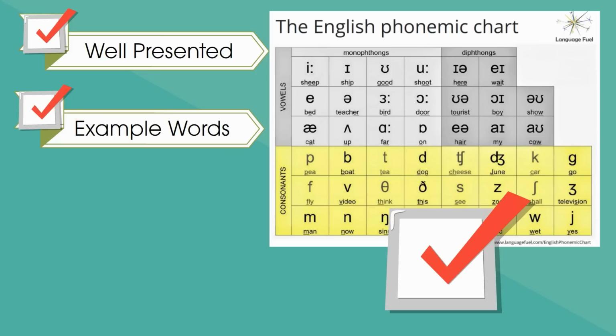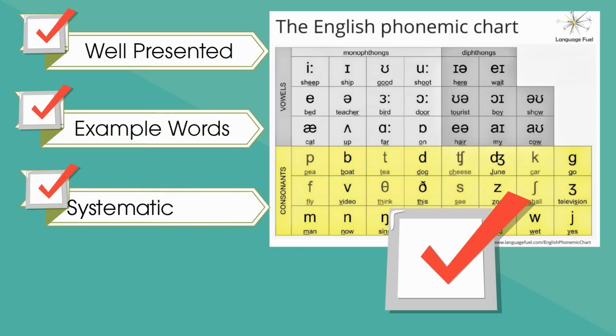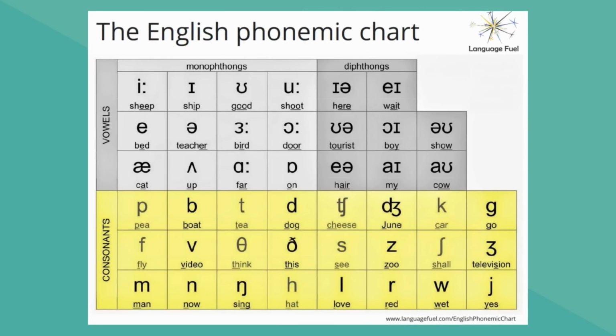And the final reason I like this chart is that it's laid out in a perfectly logical manner. I'd like to take a minute to explain to you how it is laid out and why this is really important when you're teaching the symbols to students. First of all, it's very clear the distinction between the vowel symbols and the consonant symbols. Within the vowels, we've also got the single vowels or monophthongs and the diphthongs, clearly separated.